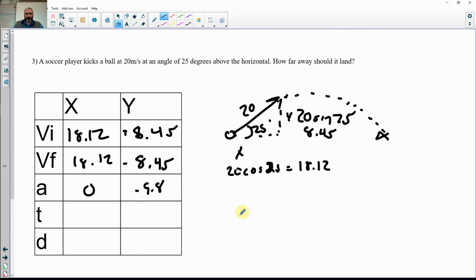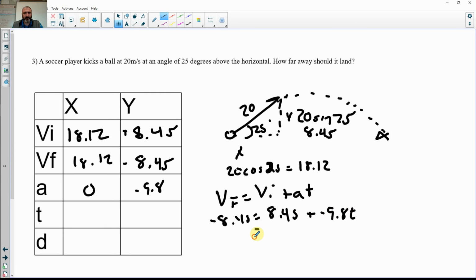So now that I got this, I can figure out time pretty easily. VF equals VI plus AT. Because of this, we get to skip the VF squared equals VI squared plus 2AD thing. So negative 8.45 equals 8.45 plus negative 9.8 t. And I'm going to go ahead and just solve for t because I know we know how to do the algebra here. Divide by 9.8. That's going to give us 1.72 seconds.